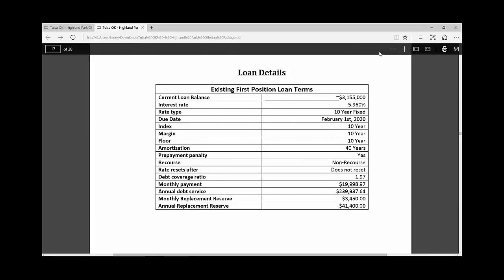Now note here that we're dealing with a $3.155 million note. Now here's the thing you need to understand. When you're buying a new property and you're going out to get a mortgage on it, the value of the mortgage is a percentage of the purchase price of the property, right? 75% LTV, 80% LTV. But when you're doing an assumption, there is no percentage. That loan balance is a fixed number. It remains exactly the same. So whether the property is worth $8 million or $2 million, the loan balance is exactly the same.